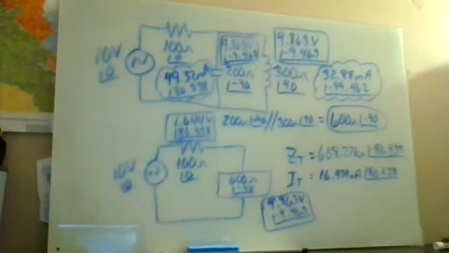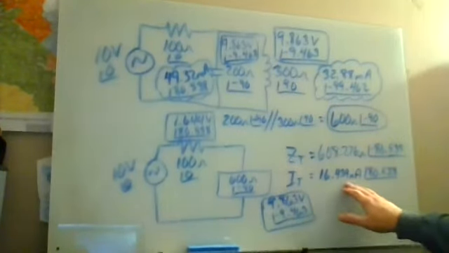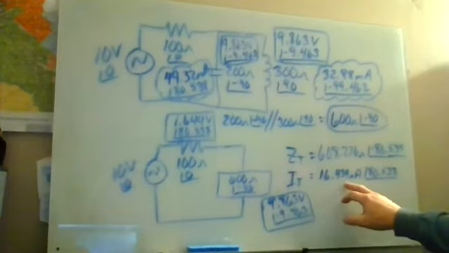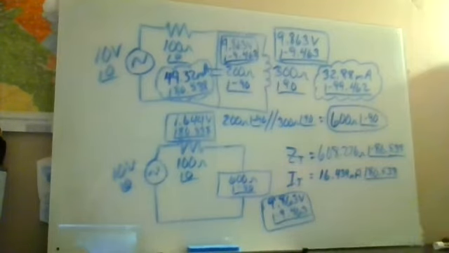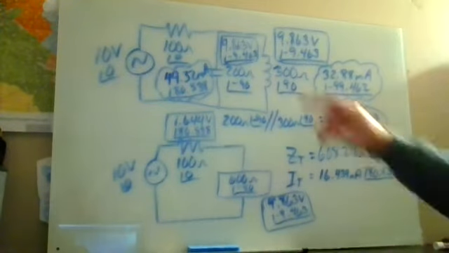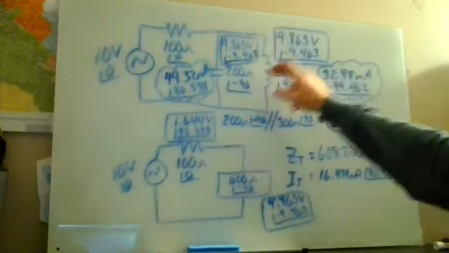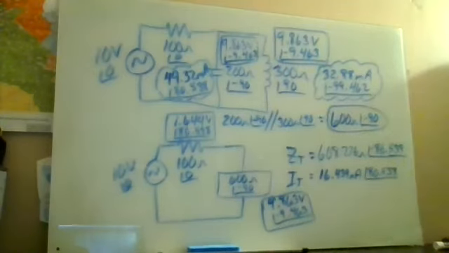And then when I add those up, I need to get 16.439 milliamps at an angle of 80.538, because all I did was voltage divided by impedance. And that gave me my current.